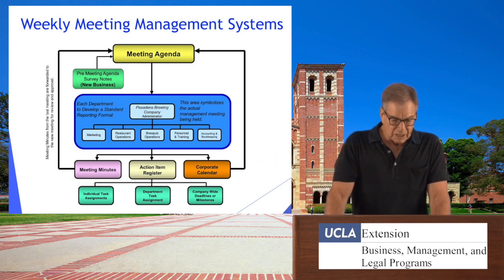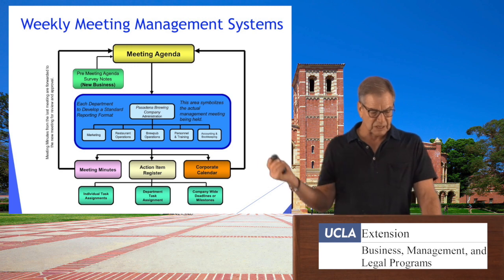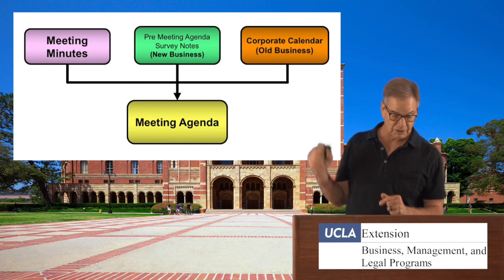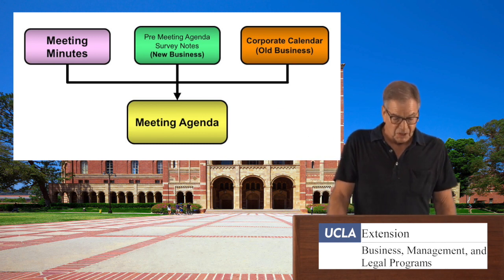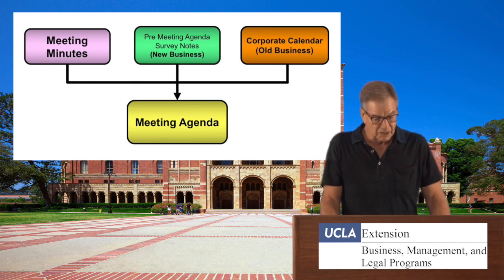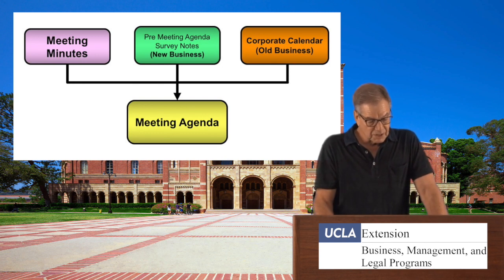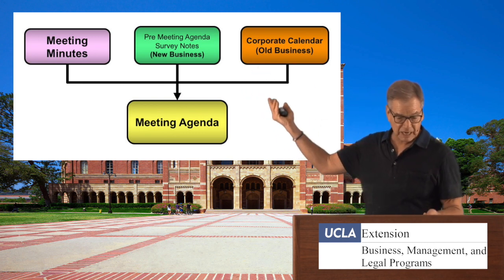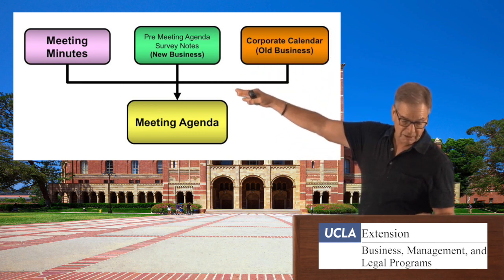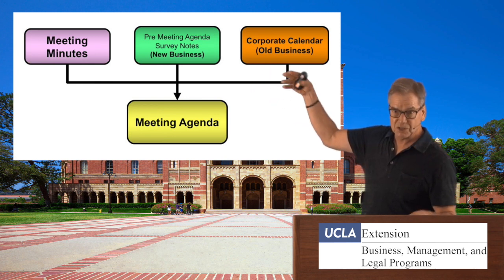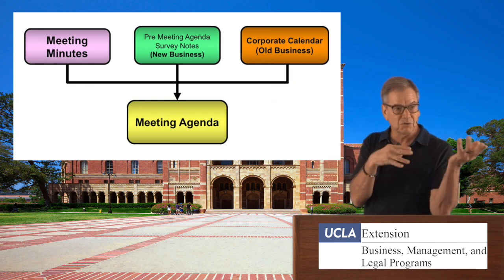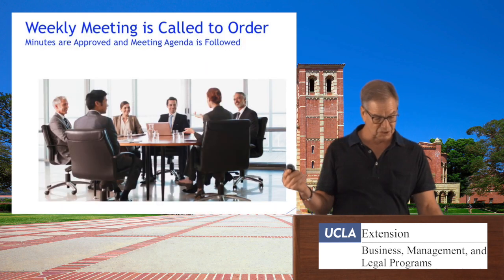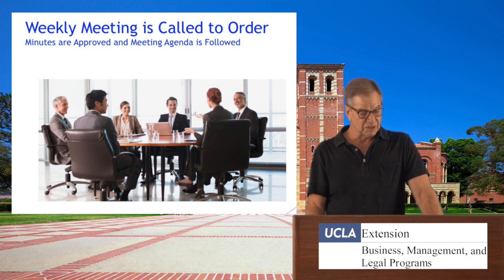Okay, so our weekly meeting management system, and now let's drill down and take a look at it. We just talked about the meeting minutes, the pre-meeting agenda, survey notes, the corporate calendar, and old business. This is the stuff that happens before the meeting happens. So we have the minutes of the last meeting, and the pre-meeting agenda, going around and finding out who wants to talk about what, and then that all falls into the old business and new business of the meeting agenda.